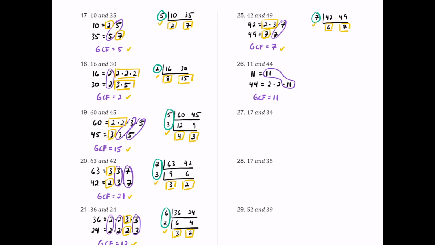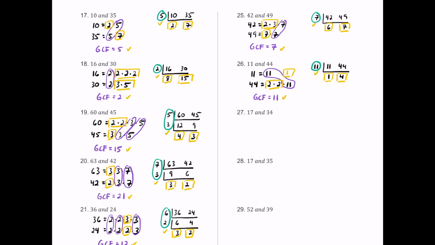Okay, so we have 11 and we have 44. This ladder is going to look very short. It's going to have 11 on the side, a 1 on the bottom, and a 4 over here. So this 11 is just going to be the GCF. And then for 11, there's nothing left. So there's technically an invisible times 1 here, right? Because anything times 1 is the same. So if there's nothing left, it's always 1. And then 2 times 2 gets you this 4.